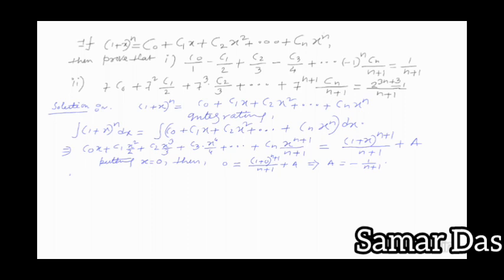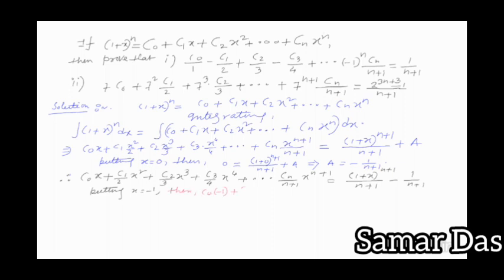Again, now put the value of a equal to -1/(n+1) in the above equation. Then c0 x + c1 x²/2 + c2 x³/3 + c3 x⁴/4 + ... + cn x^(n+1)/(n+1) = (1 + x)^(n+1)/(n+1) - 1/(n+1). Now putting x equal to -1. As you see in the number 1 question, there is plus, minus, plus, minus, so that's why we are putting minus 1 here.